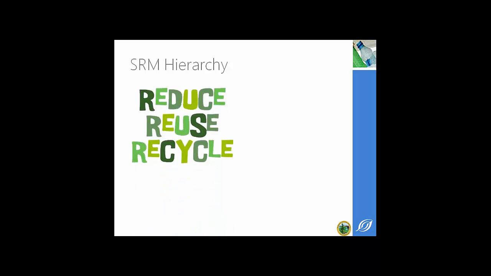So SRM, that is Sustainable Resource Management, and basically there is a hierarchy to how we manage our resources. A lot of us have heard this term, reduce, reuse, recycle. It's a term that was coined in the 1970s, and we've probably all heard it, but most of us participate in the recycle part of it. When we think of reduce, reuse, recycle, we're mostly focused on the recycle aspect and not necessarily on the first two.